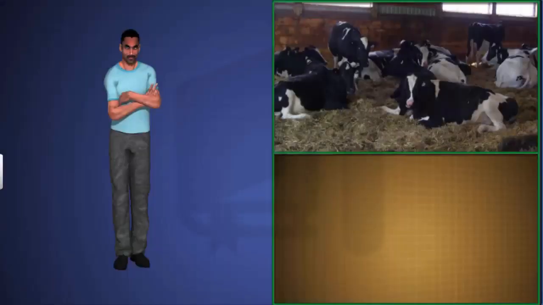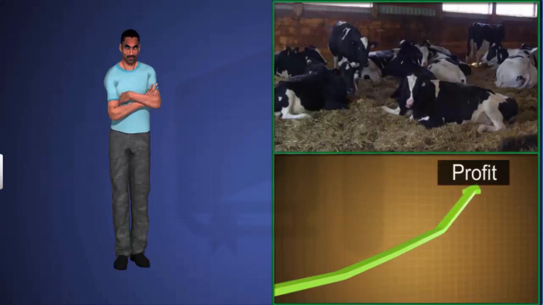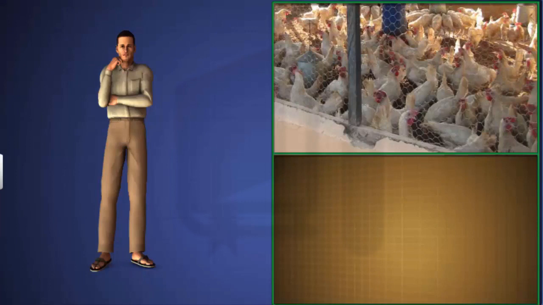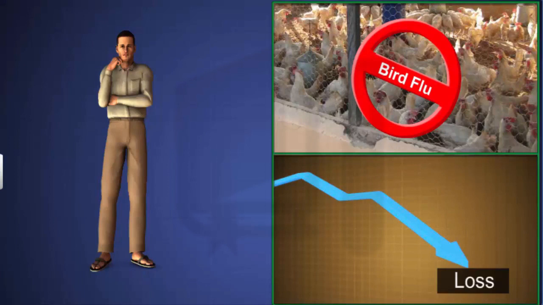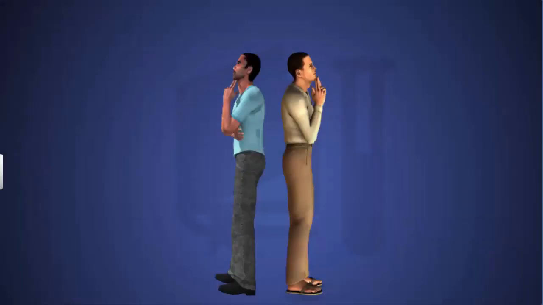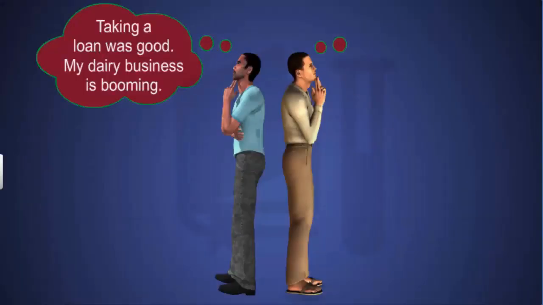The man who started the dairy took advantage of the rising demand for milk and made a good profit. He repaid his loan in time. The man who started the poultry farm suffered a big loss in business due to the spread of bird flu and is struggling to repay his loan. Thus, credit can bring about a positive or a negative change in a person's life.